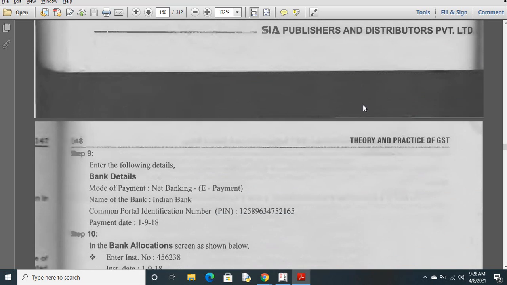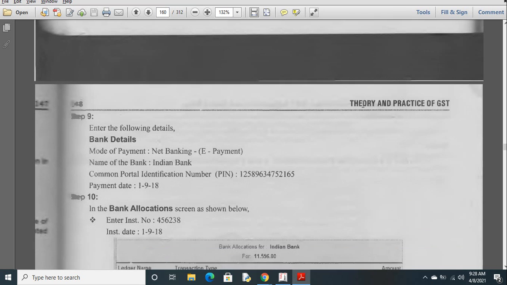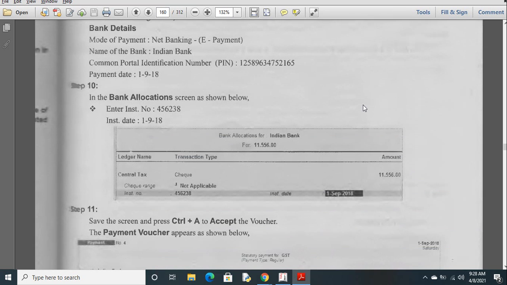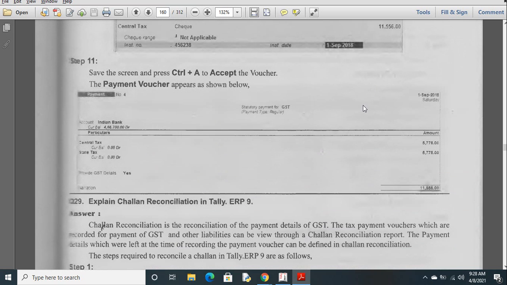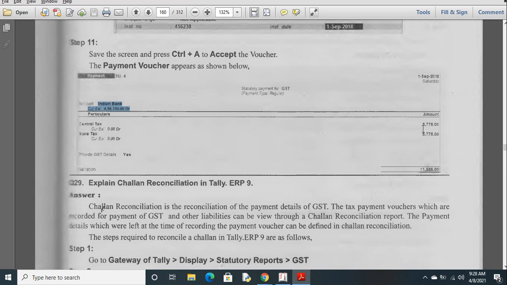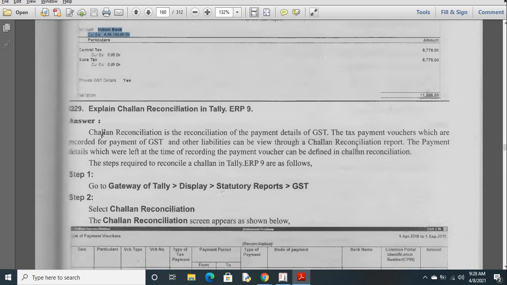So how to make payments? If you want to go with any payments, in which voucher will you enter the payments? Obviously into the payment voucher. We'll go to the payment voucher and then we'll pay central tax and state tax through the bank. This is a payment voucher. Whatever amounts we have to pay, we'll pay that amount.